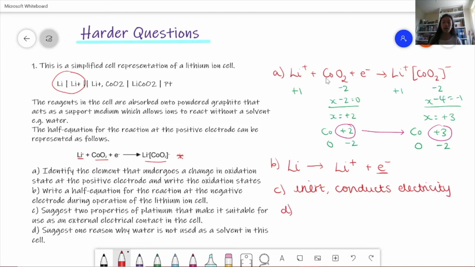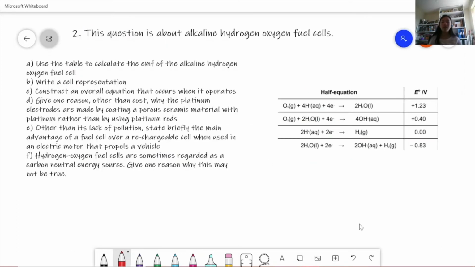And then for D, suggest one reason why water is not used as a solvent in this cell. Water actually reacts with lithium and it forms lithium hydroxide, and that's the reason why. Lithium hydroxide.